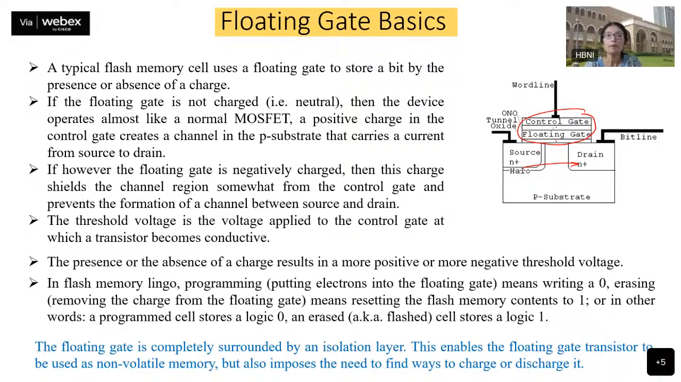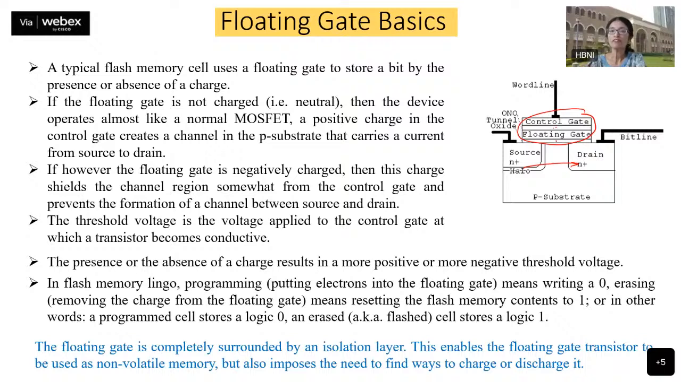However, if the floating gate is now negatively charged, then this charge will shield the channel region from the control gate and prevent the formation of a channel between the source and the drain. The threshold voltage is the voltage applied to the control gate at which the transistor becomes conductive. So the presence or absence of the charge results in a more positive or negative threshold voltage.